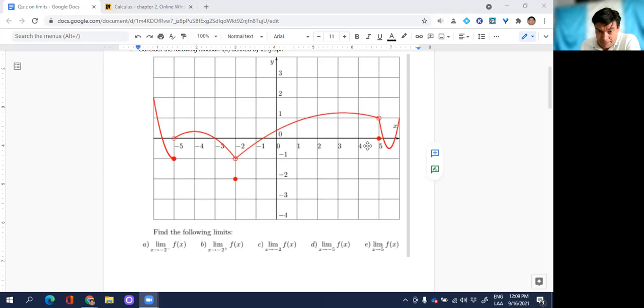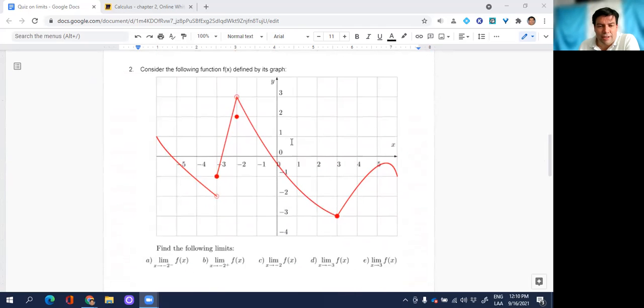And at 5, as we approach 5 from the left, it's getting close to 1. As we approach 5 from the right, it's getting close to 1. At 5, the value is 0, but that's not what we want in the limit, just as you get close to 5. So the answer is 1.